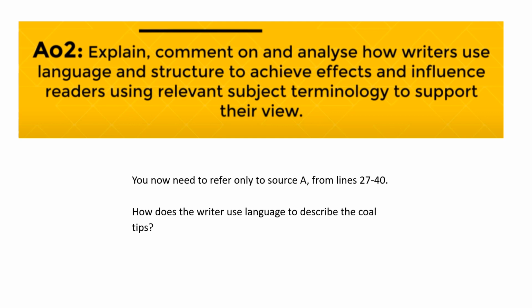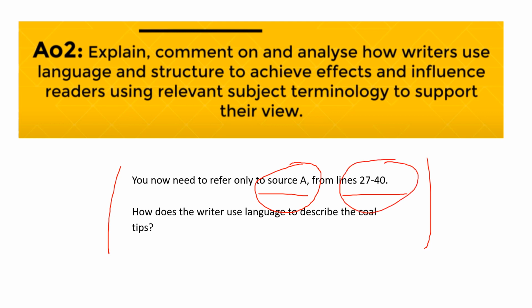So this question assesses AO2. Explain, comment on and analyse how writers use language and structure to achieve effects and influence readers using relevant subject terminology to support their view. It's important to note here is a how question. You now need to only refer to source A from lines 27 to 40. Make sure you're looking at the correct source. There are 2 sources in paper 2 and you're looking at the correct section, lines 27 to 40. How does the writer use language to describe the coal tips? When we are reading, we are focusing on the writer's use of language to describe the coal tips.